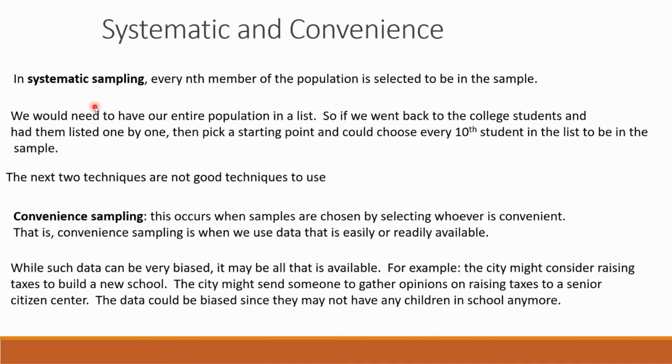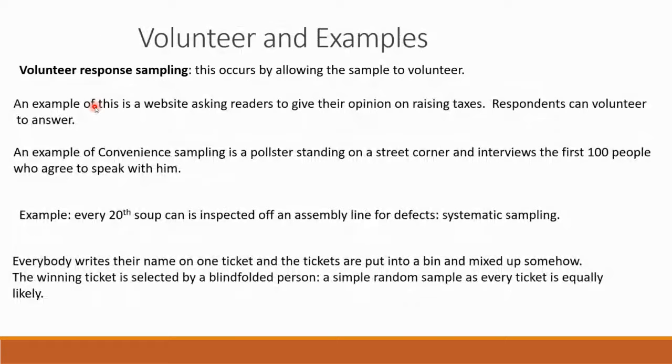So the problem with that is they may be very biased. They may not really have an opinion, so to say. So again, convenient sampling, sometimes that's all you have, but there you're just choosing by whatever's convenient, hence the name. Okay. All right. There's also what they call volunteer response sampling.